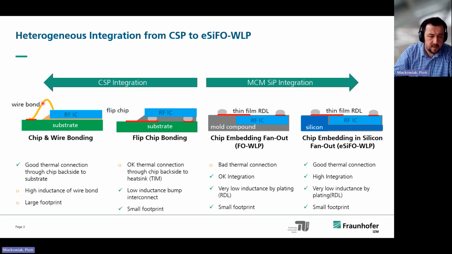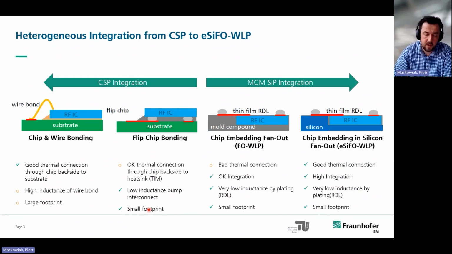And within this technology, you will surely find a good thermal connection through the backside of the chip to the substrate, but you will be quite challenged with some high inductance of the wire bonds, and also, caused by the wire bonds, the large footprint. In the next assembly technology, we will hand over to flip chip assembled chips, and the chip will be face down mounted on a substrate where we have a redistribution layer, and this again has a better inductance caused by the bump interconnections.